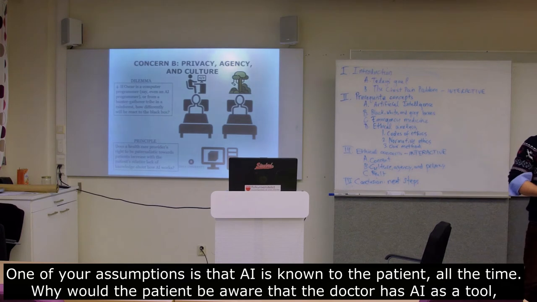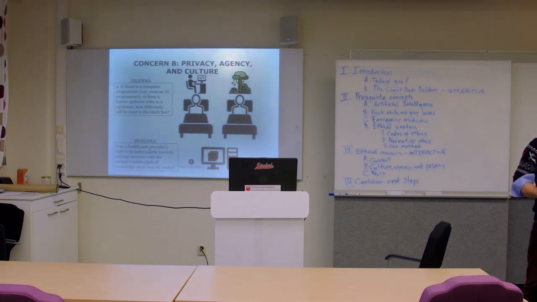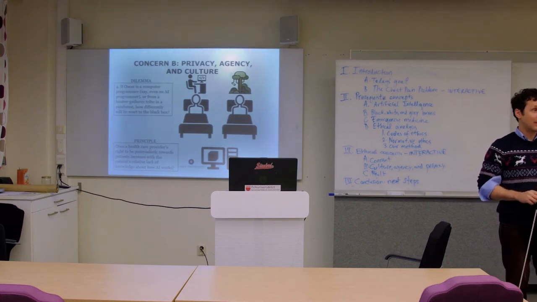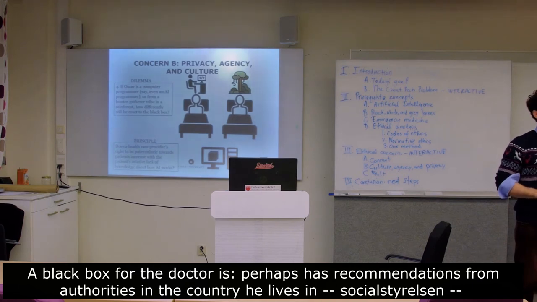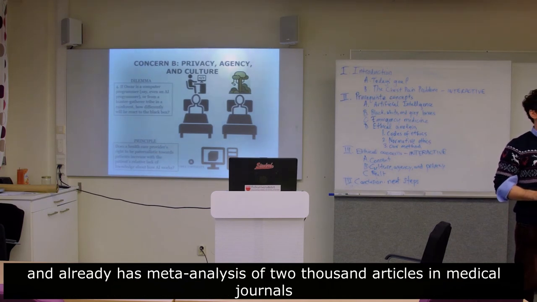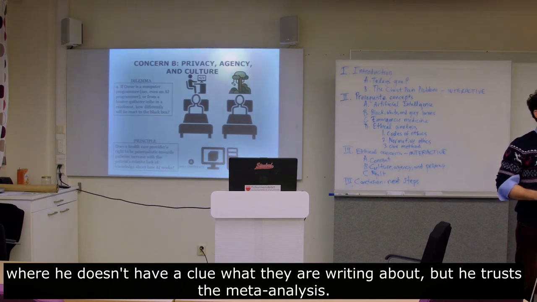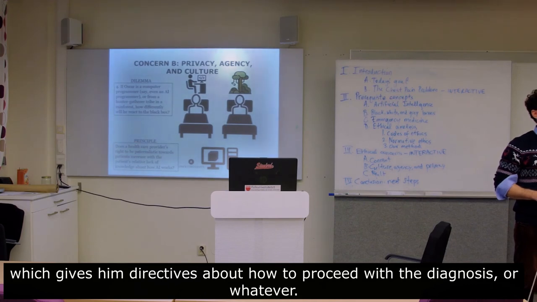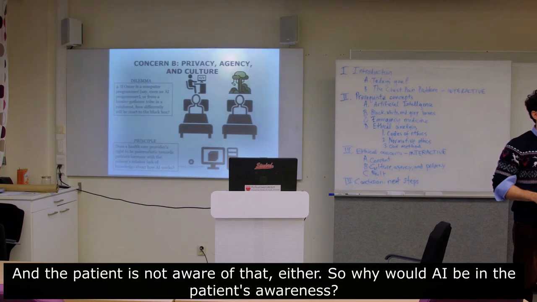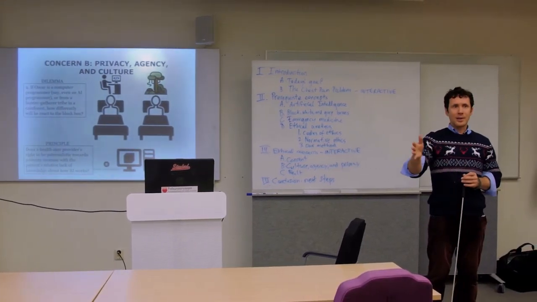Right. One of your assumptions is that AI is known to the patient all the time. Why is that? Why would the patient be aware that the doctor has an AI as a tool in his practice? You're right. I mean, the patient may never be told. I can imagine situations where another black box for a medical doctor is that he has some recommendations from authorities in the country he lives in, Socialstyrelsen or whatever, or he has some meta-analysis of 2,000 articles in medical journals, which he doesn't have a clue about what they are writing about, but he trusts the meta-analysis, and which gives him directives on how to proceed with the diagnosis or whatever. And the patient is not aware of that either. So why would AI be of the patient's awareness at all? Any reactions to that?